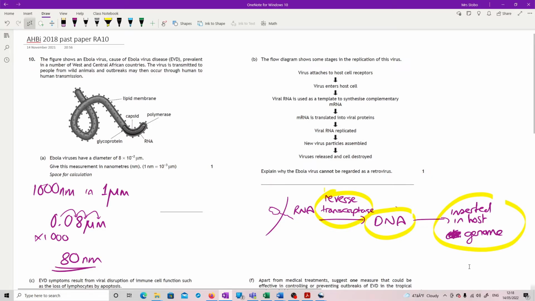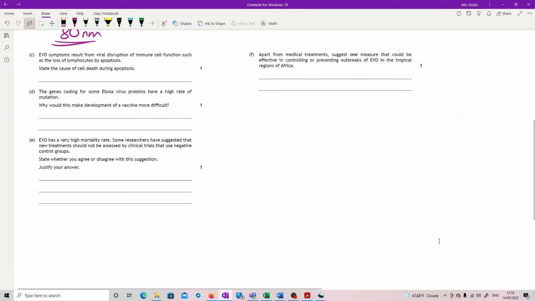Okay, right, I'll skip down a bit for C and down to F. Right, EVD symptoms result from viral disruption of immune cell functions such as the loss of lymphocytes by apoptosis. State the cause of cell death during apoptosis. So this is caspase action. And that's basically what we're saying. So caspases are proteases and they digest proteins.